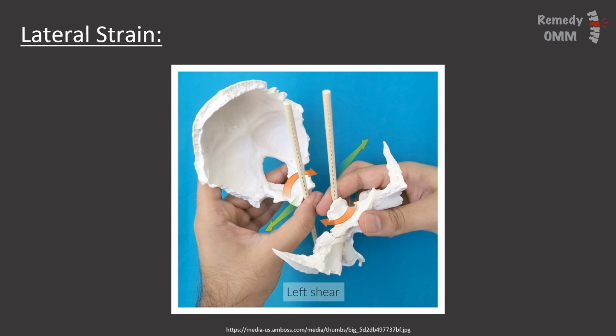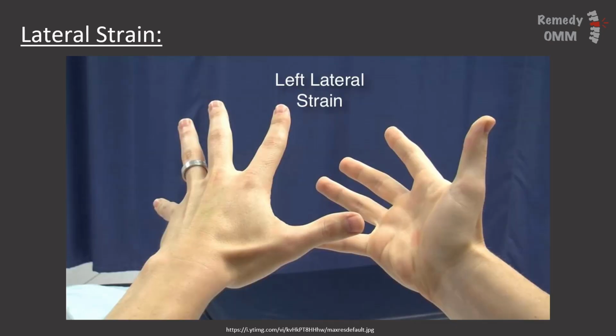A lateral shear is a variant of a lateral strain and is depicted here by the green arrows. In a lateral shear, there is no rotation, but instead lateral translation of the sphenoid and occiput. In this example, the green arrows show the sphenoid translating to the left, while the occiput translates to the right. Since we named the dysfunction for the movement of the base of the sphenoid, this would represent a left lateral shear.